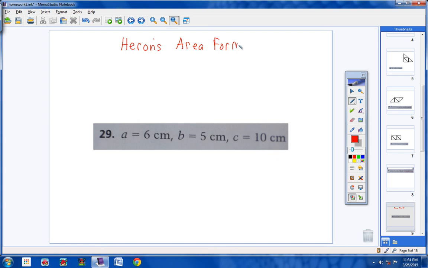And what it tells you is, it's basically another way to find the area of a triangle. Okay? Now, what you do, the area of a triangle equals this. It equals the square root of s times s minus one side times s minus another side of the triangle times s minus another side of the triangle.